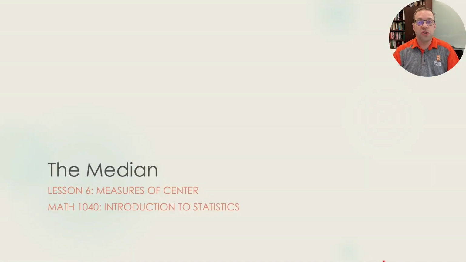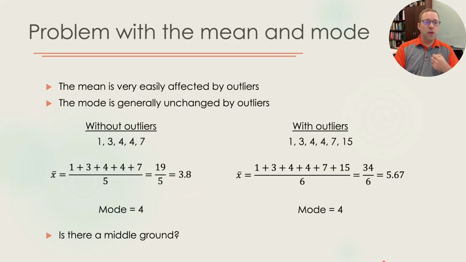In the last two videos, we started talking about ways to measure the center or the middle of our data set. We talked about the mean and we talked about the mode. Now we're going to turn our attention to a third measure of the center. That's the median. Now, the mean is very easily affected by outliers. That means extreme values on one side or the other. The mean can be very easily affected by outliers, whereas the mode is generally unchanged by outliers.